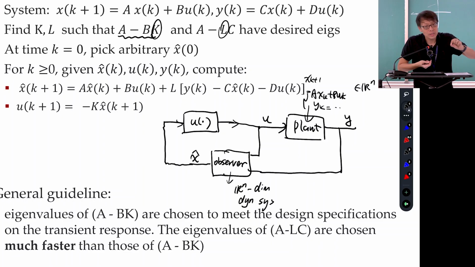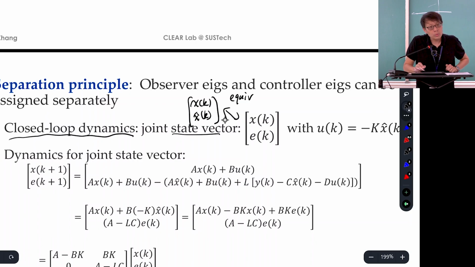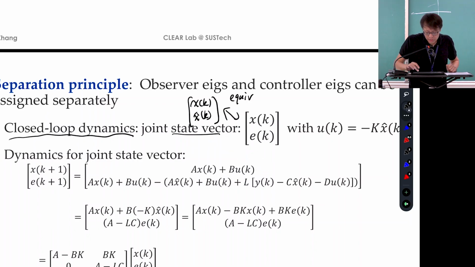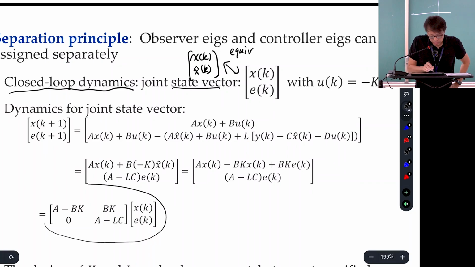So overall you have an R^2n dimensional dynamic system. Your state vector is x(k) and x hat(k). You can use these two, or x(k) versus the error, the difference between these two vectors. They are equivalent, all in R^2n. You can derive the closed loop dynamics for this overall R^2n dynamical system, and what you find is that the closed loop dynamics take this form.